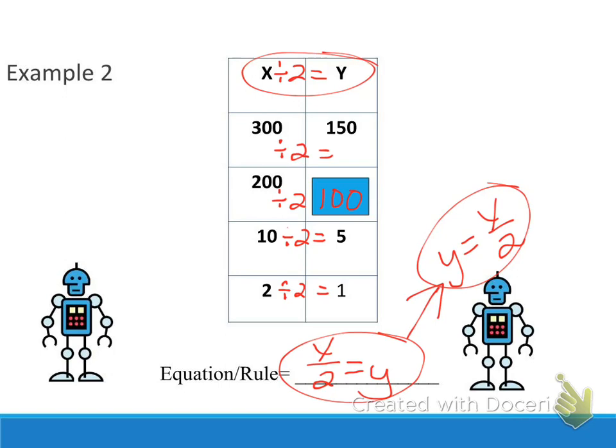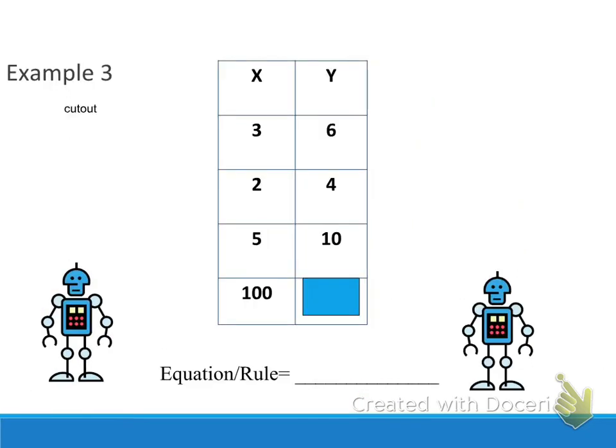All right, I got one more example. Everybody figure out the rule on this one and what the missing number is. Write it in, and then we're going to talk about it in just a second.